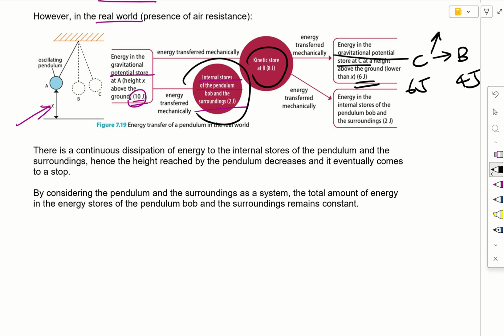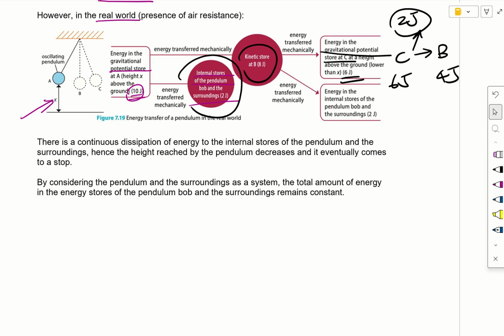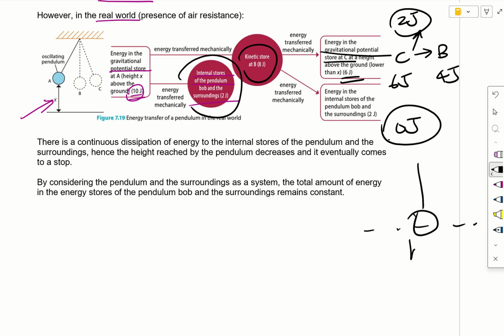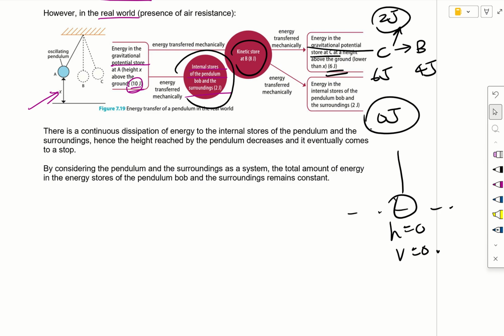Now, where did the other 2 joules go to? It is again transferred to the internal store of the pendulum and also the surrounding. So eventually, it will end up with 0 joules. The amount of energy in the stores of the pendulum will become 0, and it will then be in this position where this is the reference height. So the height is 0 and velocity is 0. So eventually the total energy of the pendulum in its stores will become 0, and therefore it will come to a stop.